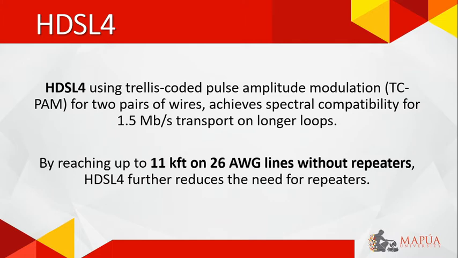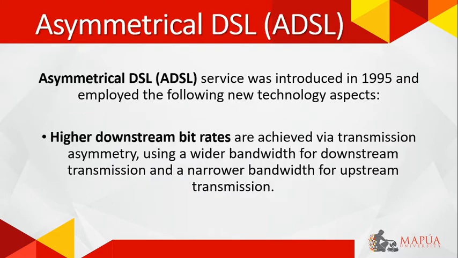HDSL4, using trellis-coded pulse amplitude modulation for 2 pairs of wires, achieves spectral compatibility for 1.5 Mbps transport on longer loops. In addition, HDSL4 further reduces the need for repeaters. The complementary pair of technologies of HDSL2 for CSA lines and HDSL4 for longer lines provide a lower cost and spectrally compatible means to provide symmetric 1.5 Mbps for nearly all lines.